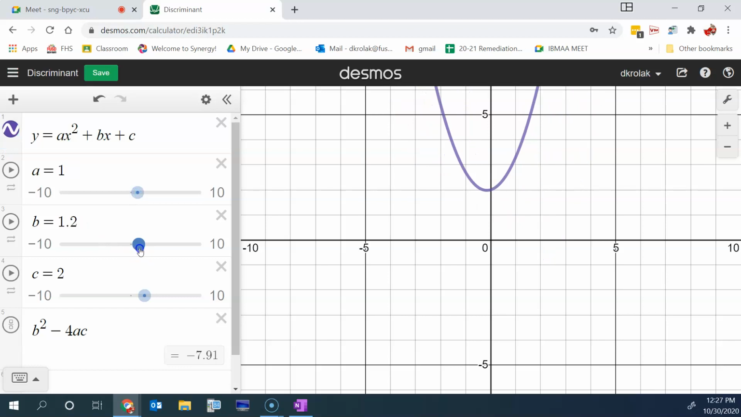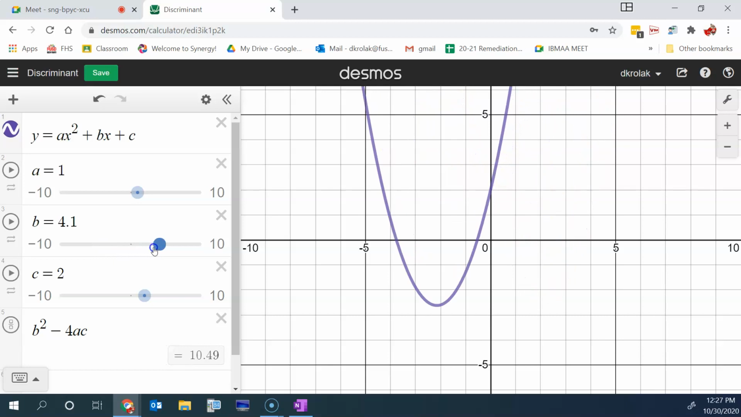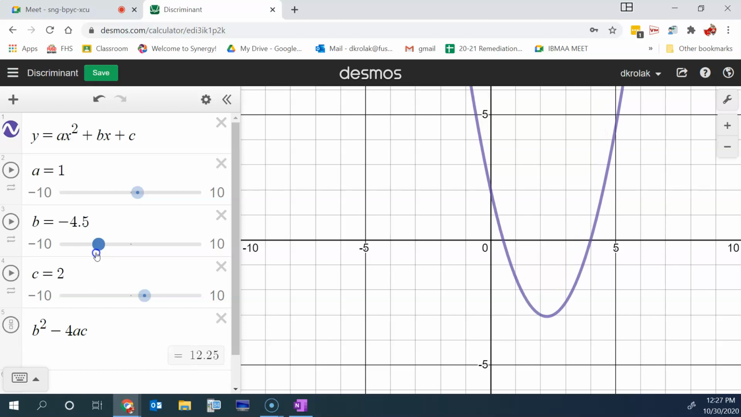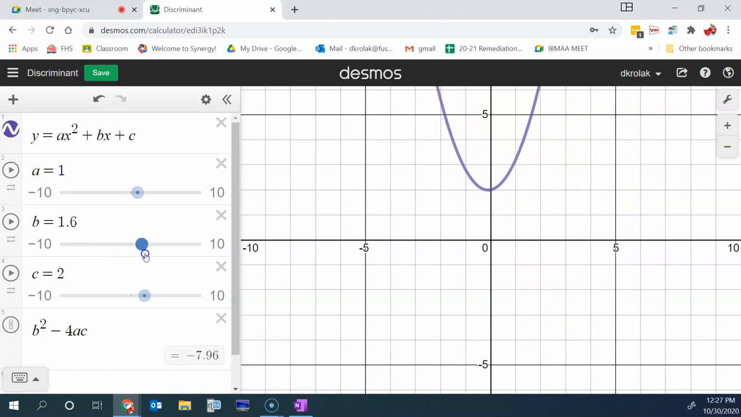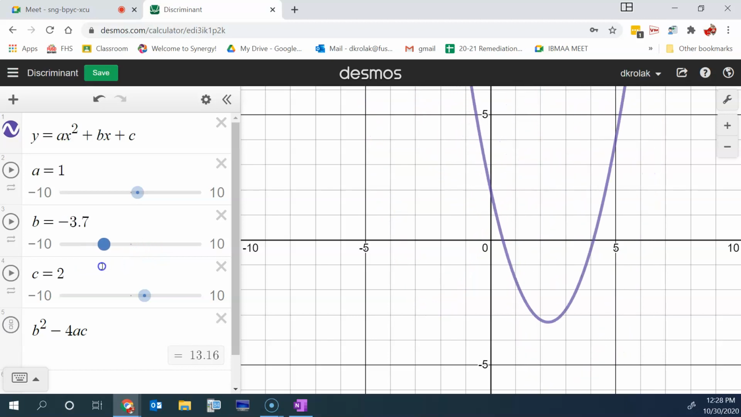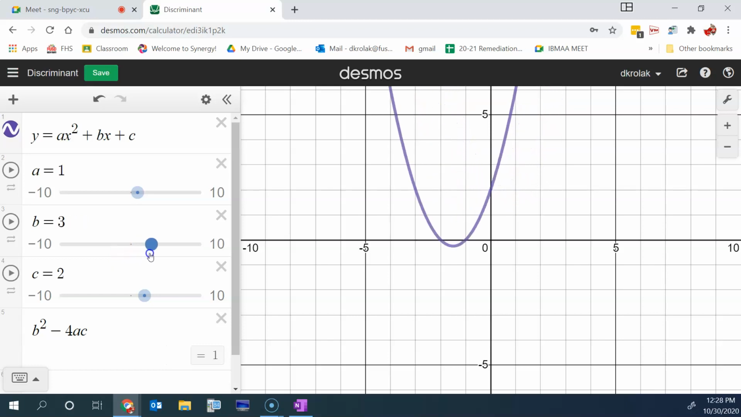Okay, I'm just going to move B around a little bit. As you notice, as I move B around, watch the discriminant. It's negative, negative, negative, negative, negative. Okay, discriminant is now positive. So when the discriminant is positive, you're going to have 2 solutions. When the discriminant is negative, you're not going to have any real solutions. Now, what about if the discriminant was 0?